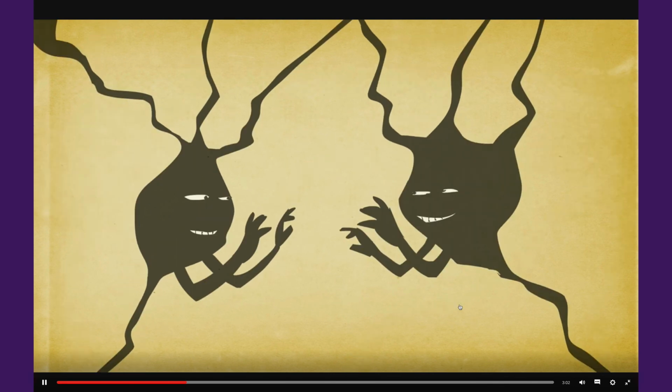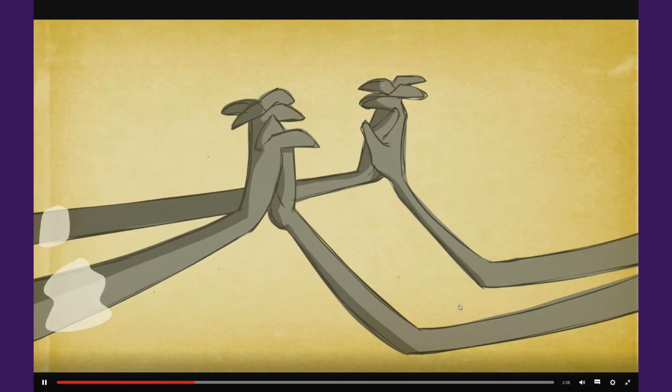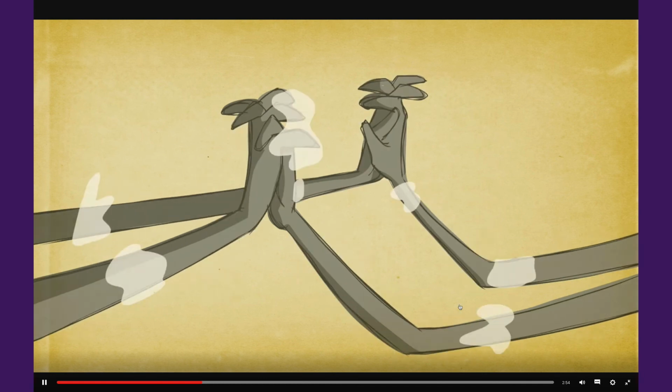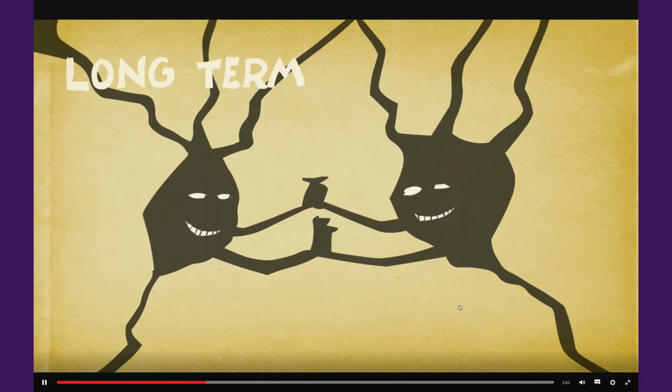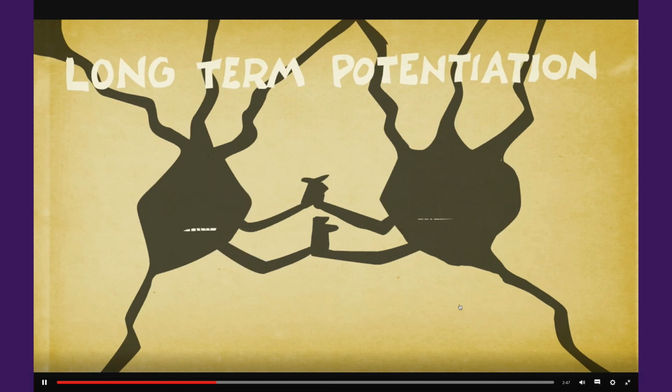If two neurons communicate repeatedly, a remarkable thing happens. The efficiency of communication between them increases. This process, called long-term potentiation, is considered to be a mechanism by which memories are stored long-term.